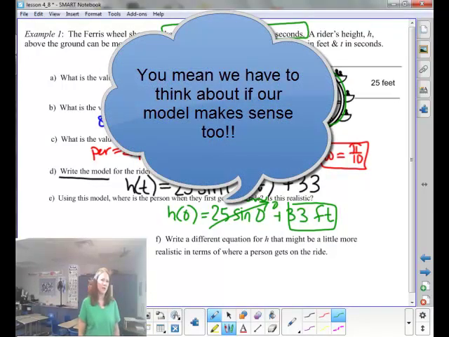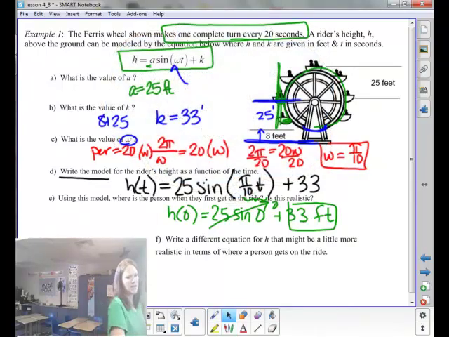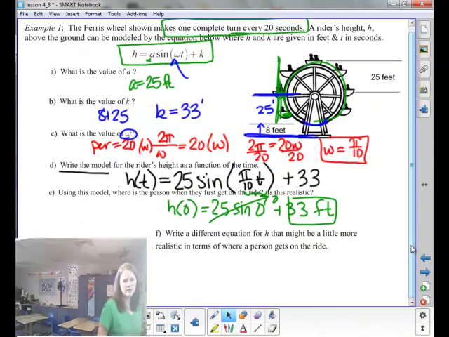Maybe our model's not quite right. Maybe something needs to be changed about our model, okay? It doesn't really make sense to be 33 feet off the ground when we're trying to get on the ride, okay? So letter F, write a different equation for height that might be a little more realistic in terms of where the rider is when they get on the ride.